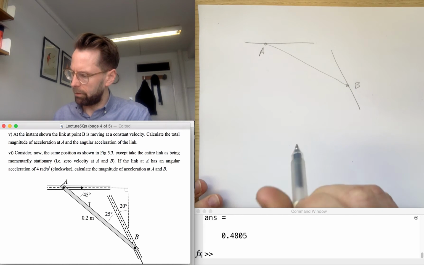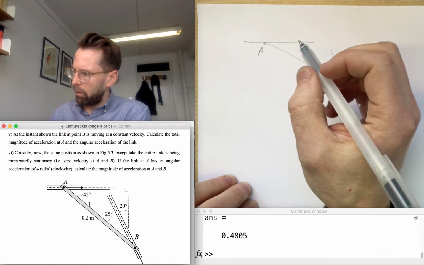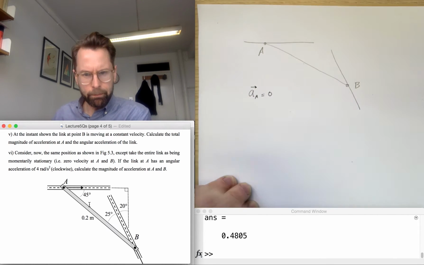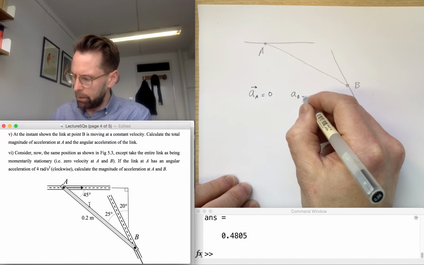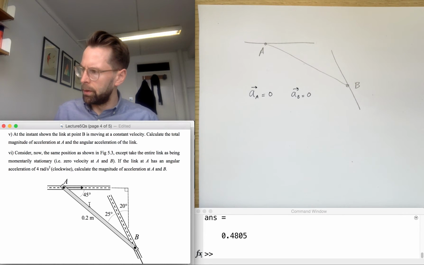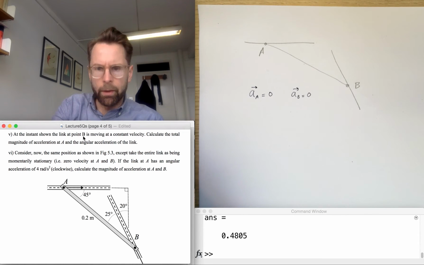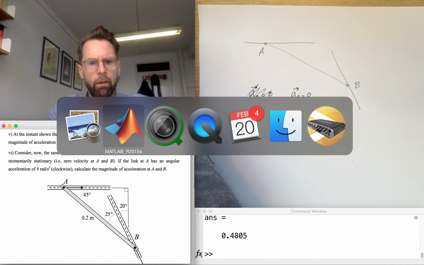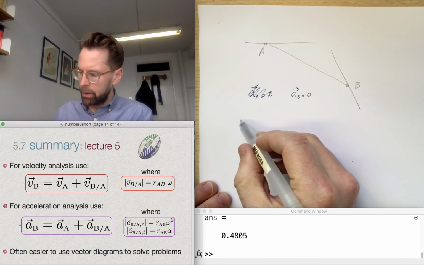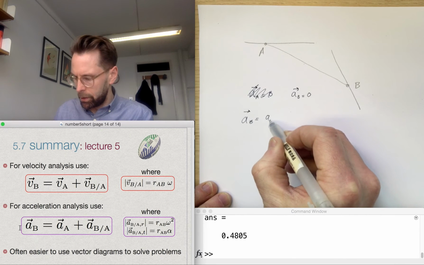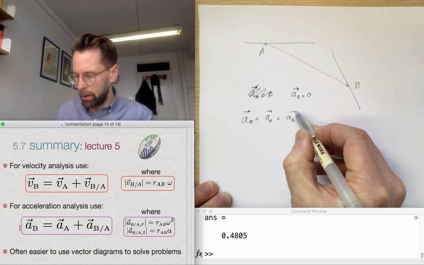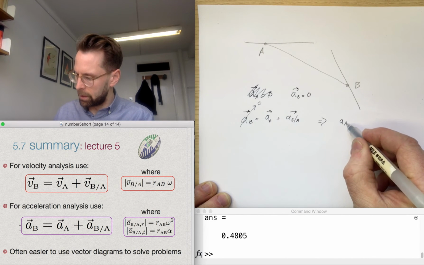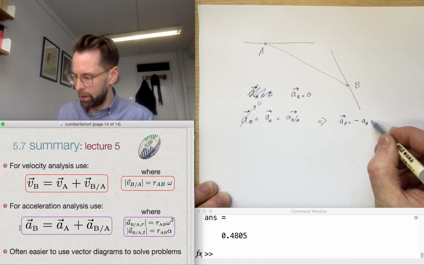So let's first of all write out what we know. So the acceleration at A is equal to 0, and we know the acceleration at B is equal to 0. Oh sorry, no, it only tells us that the point B is at constant velocity, so we only know that the acceleration at B is equal to 0. And we're going to use the result from our lecture. The acceleration of B is equal to the acceleration of A plus the acceleration of B relative to A. And if that's 0, then we know that in this case the acceleration of A is equal to negative the acceleration of B relative to A.